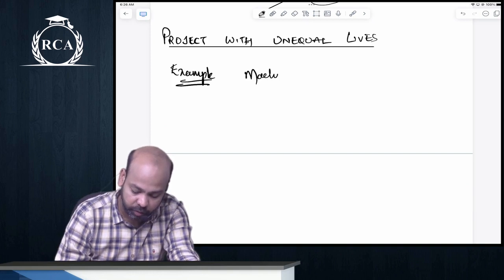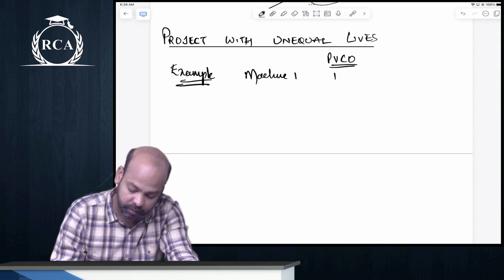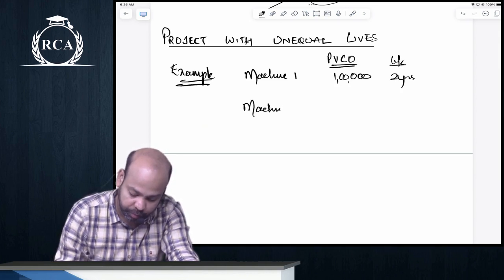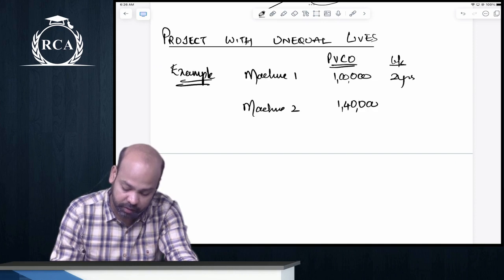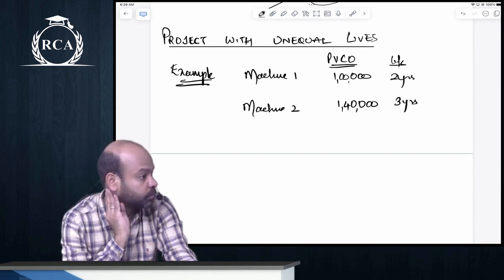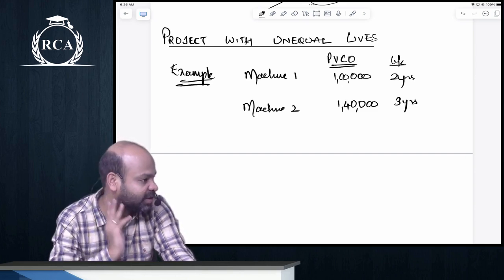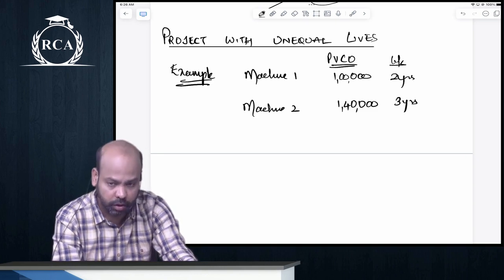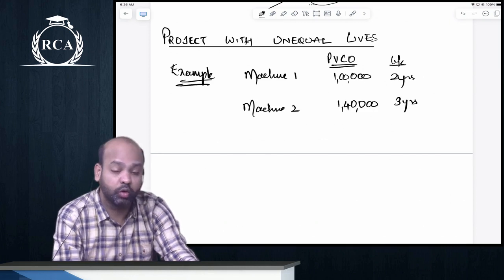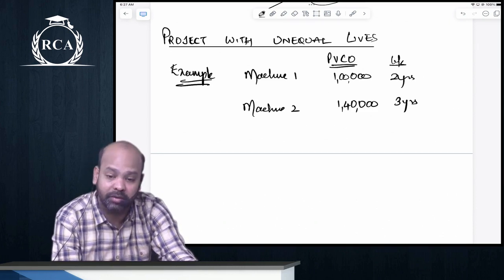Example: Machine 1, present value of cash outflow is 1 lakh, life is 2 years. Machine 2, present value of cash outflow is 1,40,000, life is 3 years. Now, can you directly select machine 1? Machine 1, though it is resulting in a lower outflow, remember it is only for 2 years, and machine 2 at 1,40,000 is for 3 years.